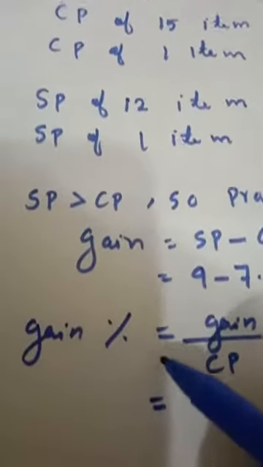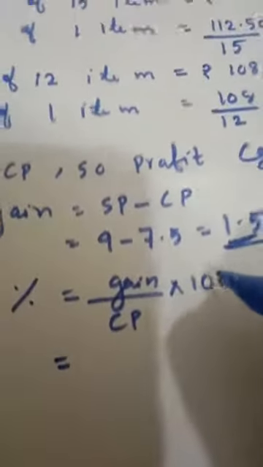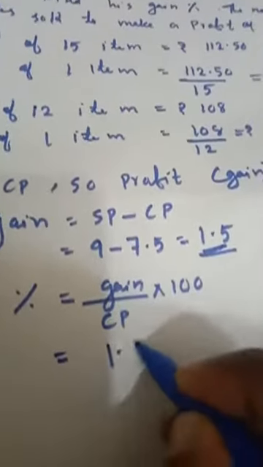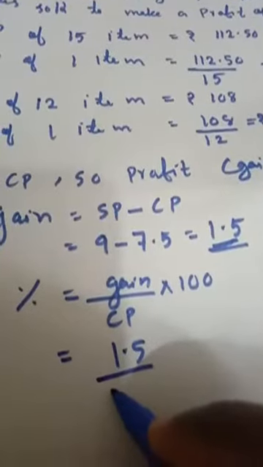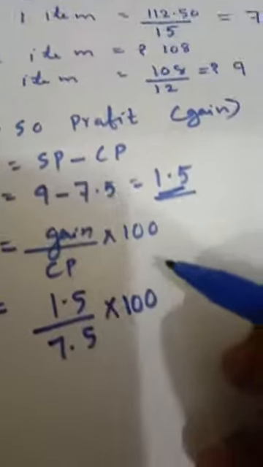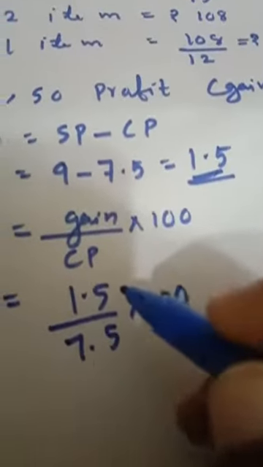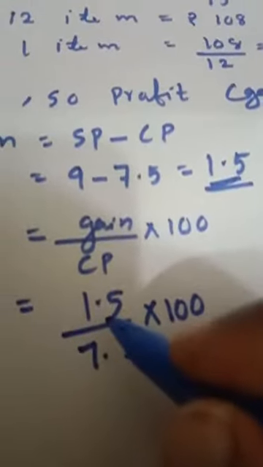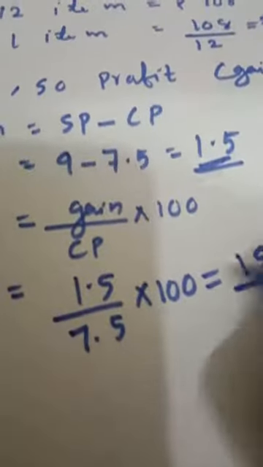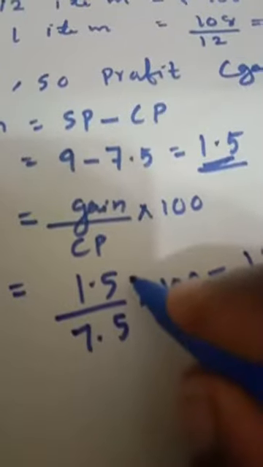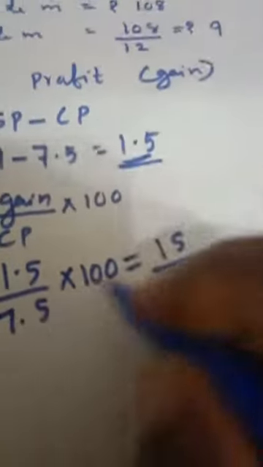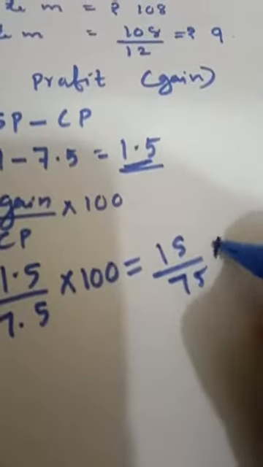Now we want to find the gain percentage. How to find it? Gain by CP into 100. Gain means profit. Profit by CP into 100, that is 1.5 by 7.5 into 100. Two methods are there. You can eliminate this decimal by multiplication: 1.5 into 10 is 15, and the denominator 7.5 into 10 is 75, into 100.